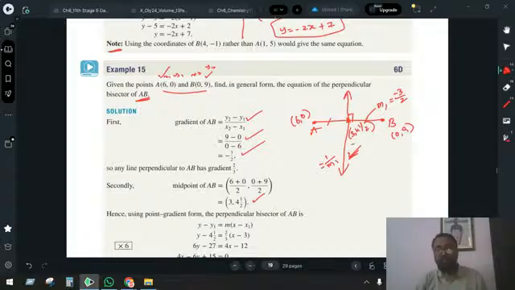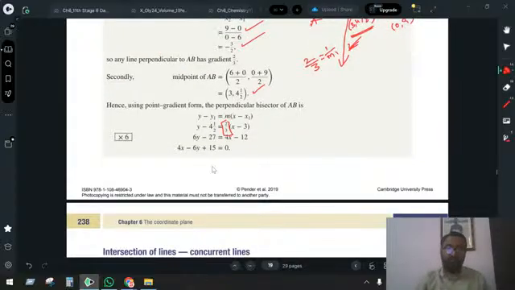So now you have a point on your line and you have its gradient. Gradient will be 2 by 3. He substituted the same, 2 by 3, and simplified the equation. We got the final answer.